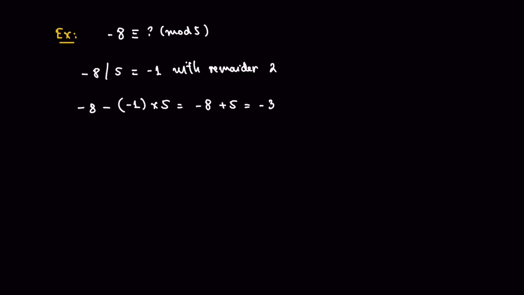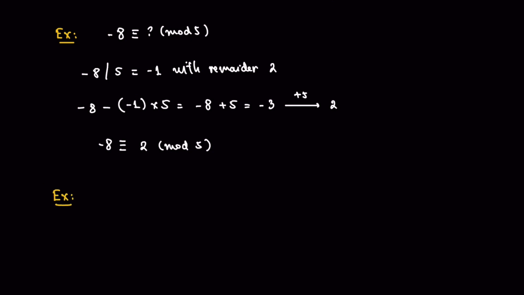What you want for the remainder is either 0 or a positive number. Here we got a negative number, and to get a non-negative number, what you do is keep adding 5 until you get either 0 or positive. Why adding 5? Because we are working with modulus 5. So from here, you're going to keep adding 5, so 5 plus negative 3 gives you positive 2, and this is the positive number that you're looking for. Therefore, the remainder of this calculation is 2, and thus you can write negative 8 is congruent to 2 mod 5.